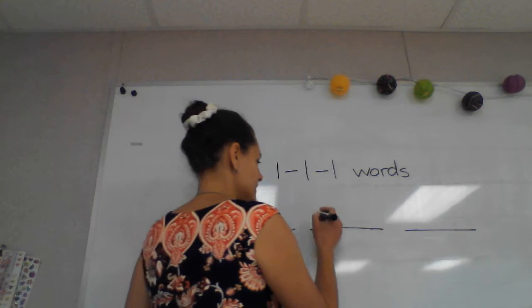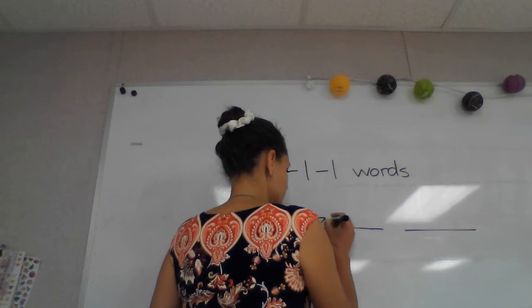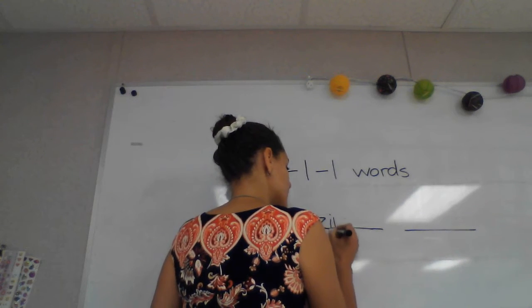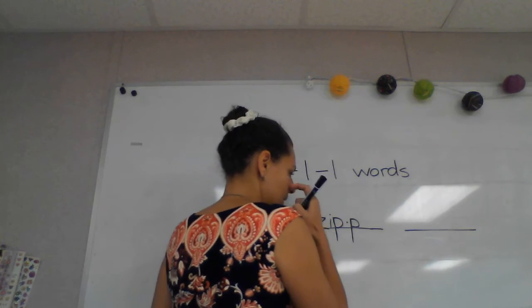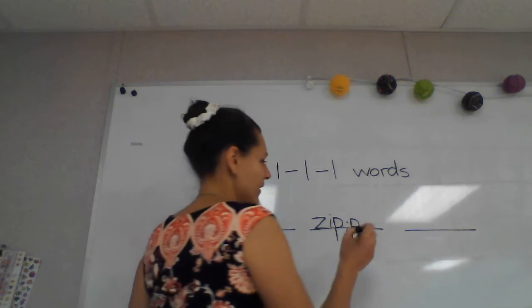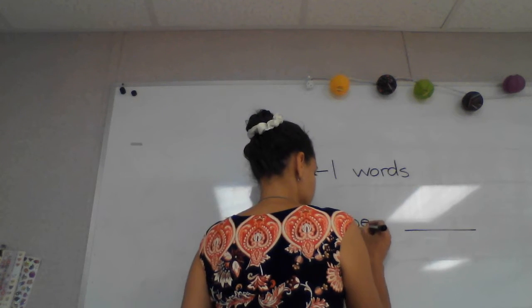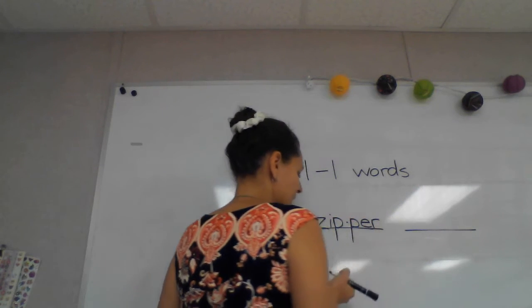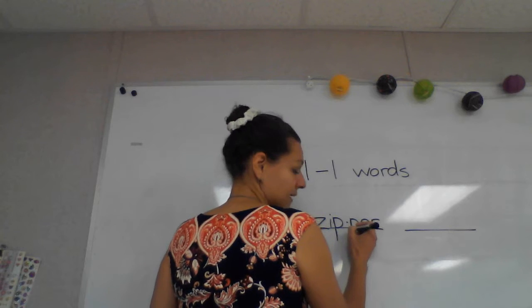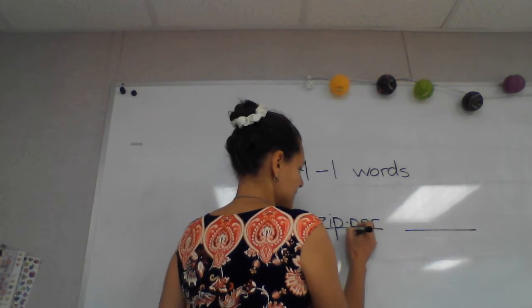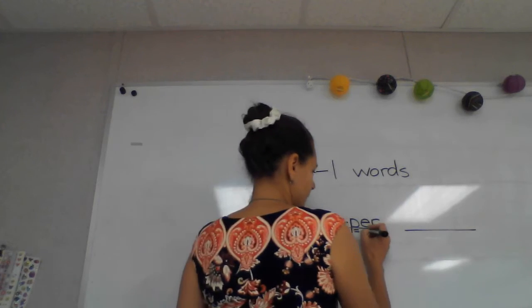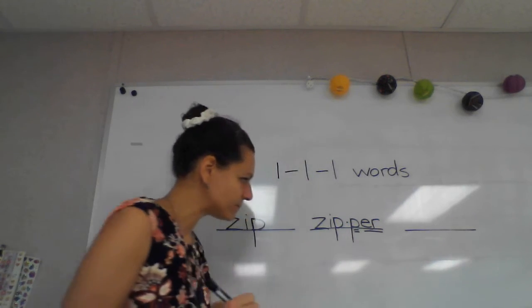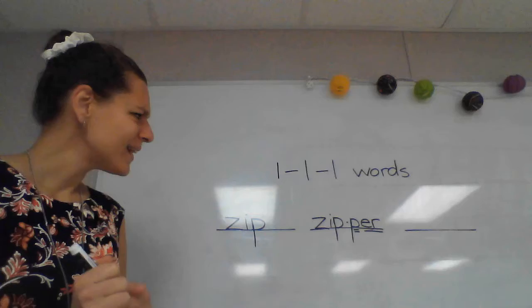All right, so after I wrote the first syllable, zip, I doubled my consonant, and then which did I add? Good, e-r. That's the suffix that can turn our verb into a noun, right? And then this should be what? Good, that we doubled. We double underline it, and then we underline this. All right, zipper.